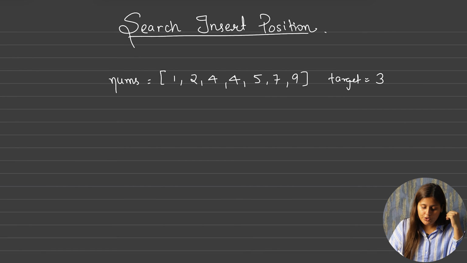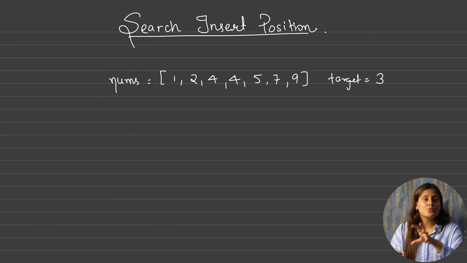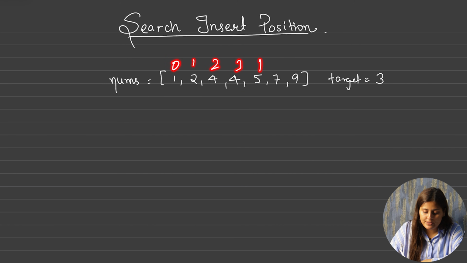Okay, so you see, in binary search, we always compare with the mid element. Why only the mid element? Because it helps us make a decision that eliminates half the part. Okay, how? See, the target is 3, and what will be the middle element? 0, 1, 2, 3, 4, 5, 6. So the middle element will be at the third index, which is 4.